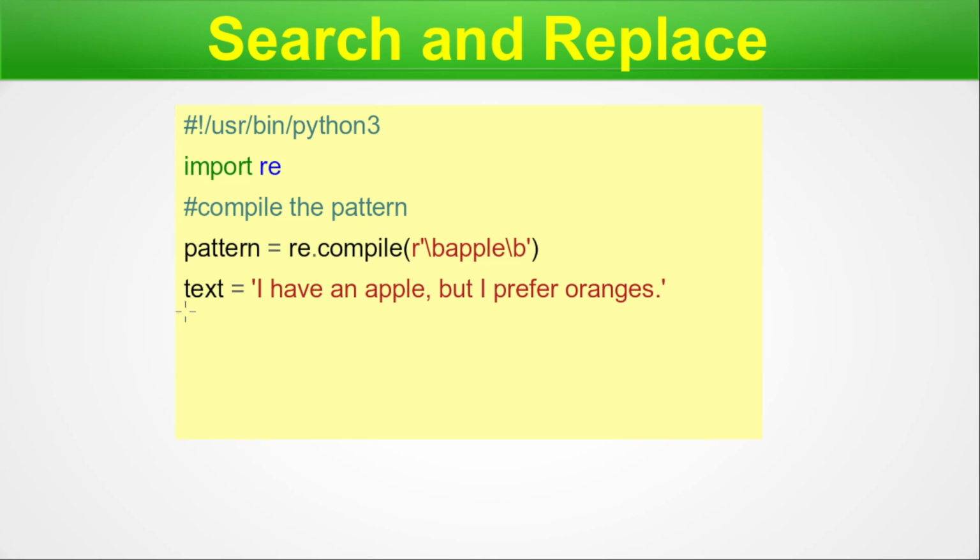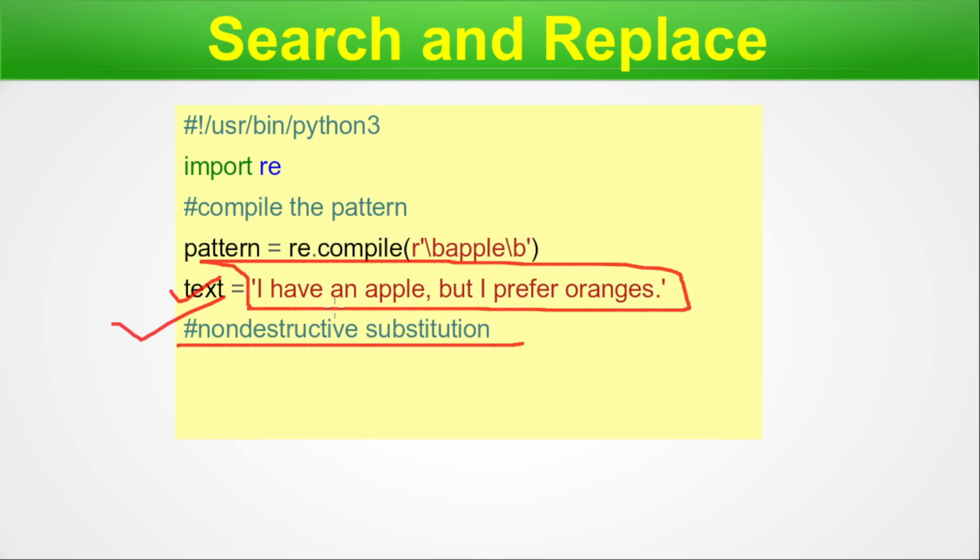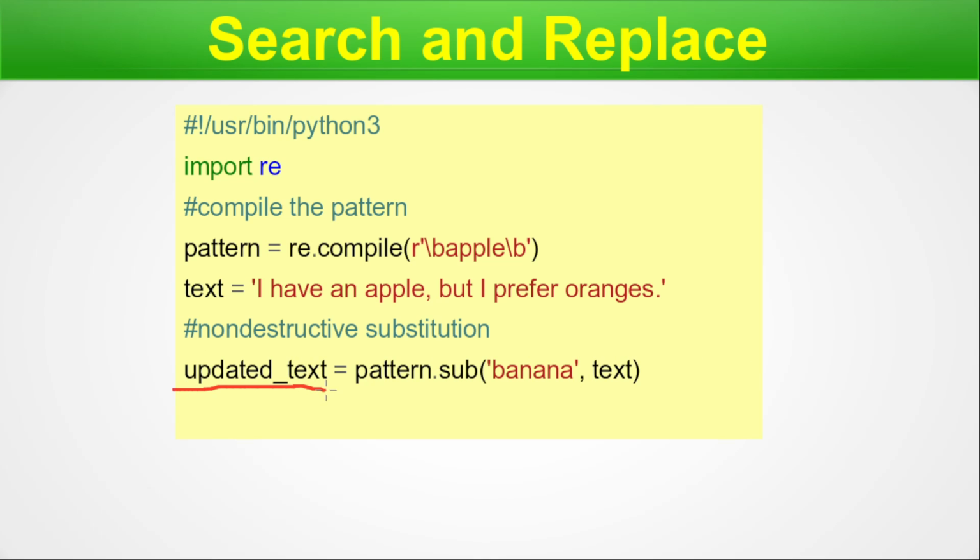Next, we have our text. This is our text, and we have apple here and we have oranges here, right? This substitution is a non-destructive substitution. That means this particular variable and its content will be unaltered. Whatever is modified will come as the output and we can store it in another variable. So this is our new variable which will contain the non-destructive substitution. That means this will be unaltered and whatever changes as per our substitution will come in this particular variable.